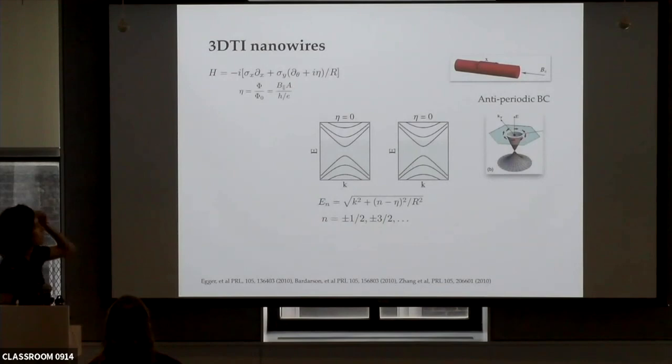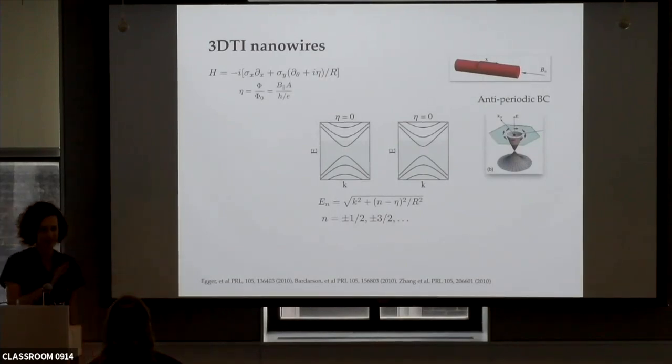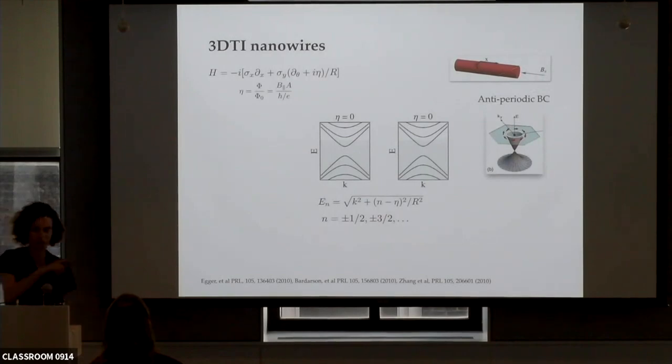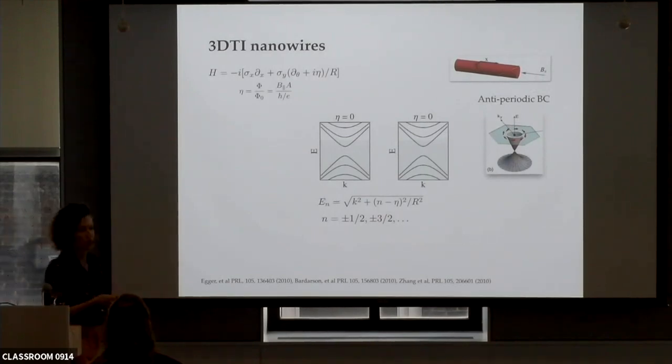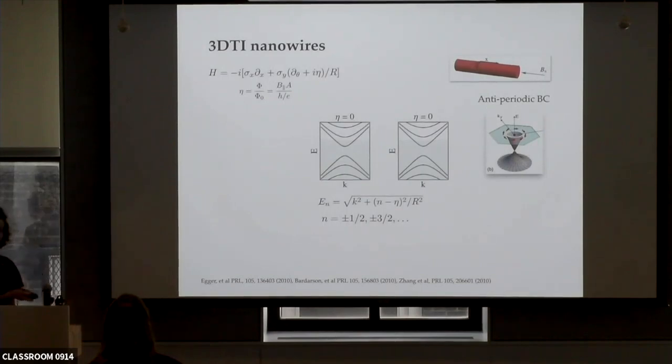This system has a very nice tuning knob, which is that you can thread flux through the cross-section of the wire, and I want you to imagine that the magnetic field is completely parallel to the surface states, so it doesn't gap them in any way. What it generates is an Aharonov-Bohm effect. If your particle runs around the wire, it sees the flux, and that creates the change in the spectrum, essentially. So what I'm going to do now is contrast the spectrum in the absence of flux and in the presence of flux.